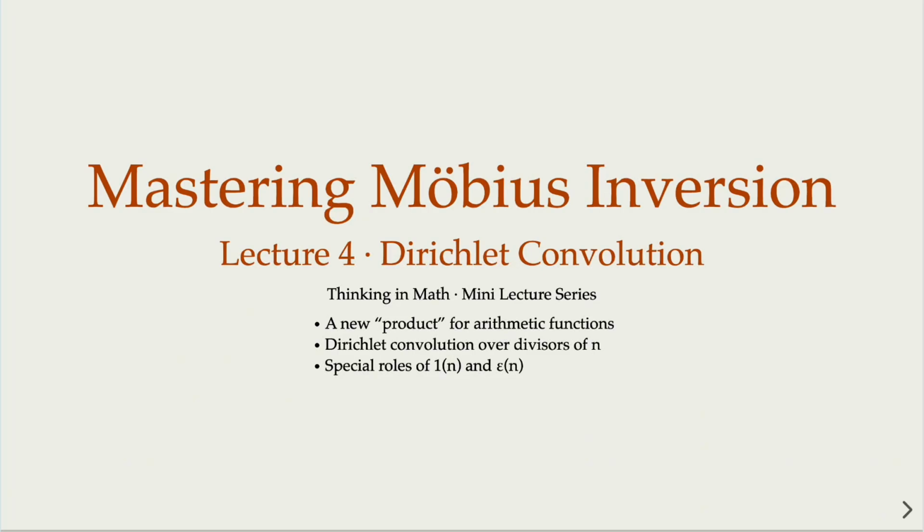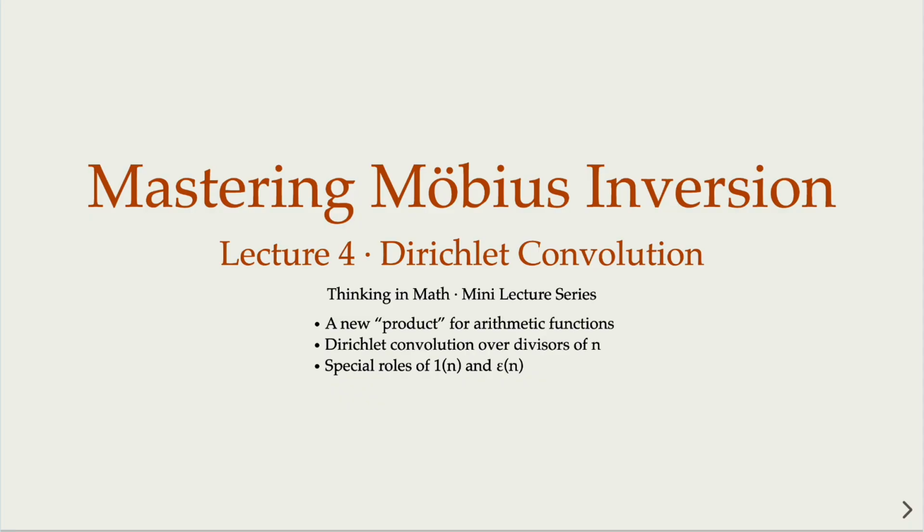Hello, everyone. This is lecture 4 of our Möbius Inversion mini-series lectures. In the last two lectures, we focused on the function mu and its properties. Today, we're going to switch perspective. Instead of looking at single functions, we define a way to multiply two arithmetic functions together. The operation is called Dirichlet Convolution.